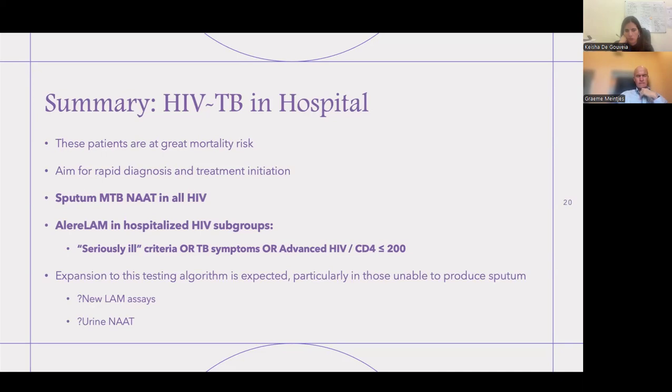So you may not be able to see the full effect of getting these rapid diagnostics and patients onto TB treatment. But hopefully, if we remember this data, we'll be encouraged to get these tests done quickly and early on, soon after presentation, and get these patients onto treatment. We're hopeful that the testing algorithm will expand soon, potentially to new LAM assays, potentially to the urine Xpert or other molecular tests, to try and decrease how many patients are being missed by the diagnostics available to us.